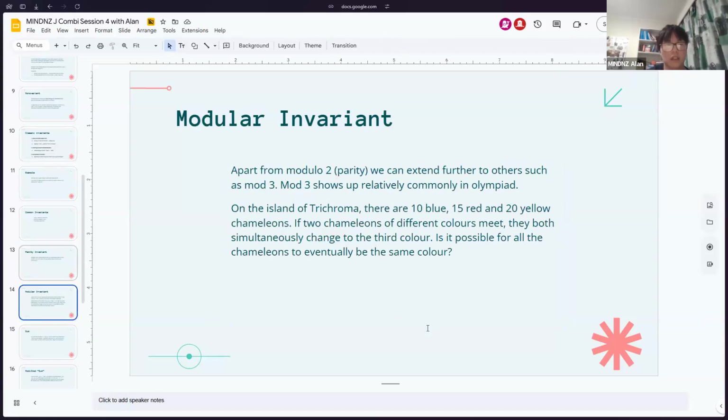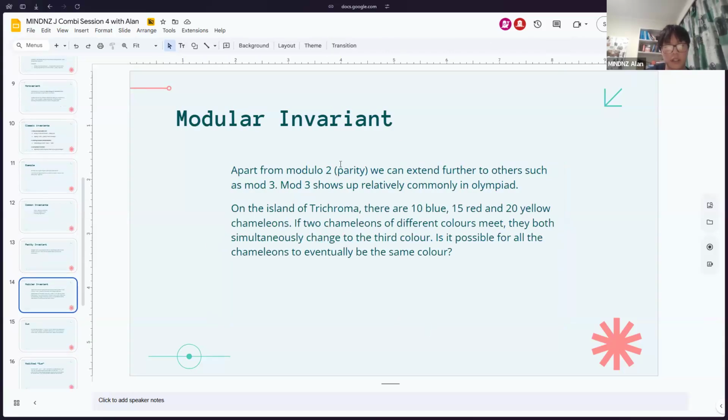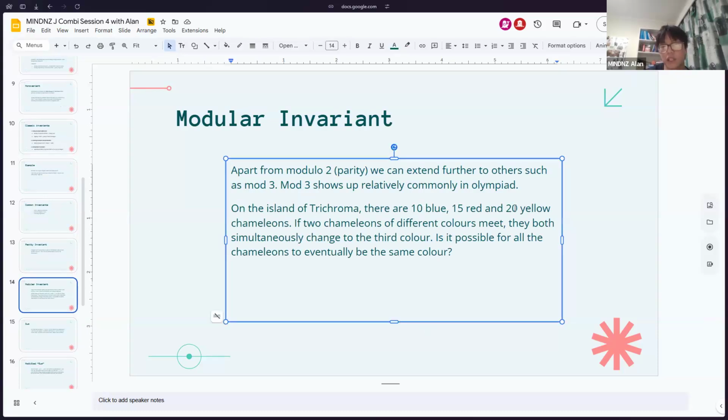So another invariant is the modular invariant. On the island of Trichroma, there are 10 blue, 15 red, and 20 yellow chameleons. If two chameleons of different colors meet, they both simultaneously change to the third color. Is it possible for all the chameleons to eventually be the same color?